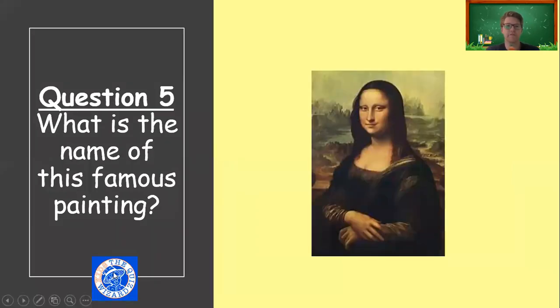Question 5. I bet most of you recognize this very famous painting, but what is the name of this famous painting? Halfway through, stay with me. Question 6 on its way.